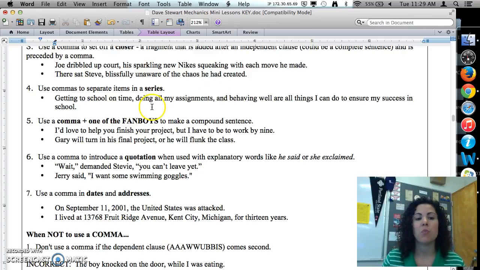Number five is what we discussed a couple units ago, creating our compound sentences. We use a comma plus one of the FANBOYS to make a compound sentence. I'd love to help you finish your project, comma, but I have to be at work by 9. We've done this. Gary will turn in his final project, comma, or he will flunk the class. Make sure you have the comma with the FANBOYS, always.